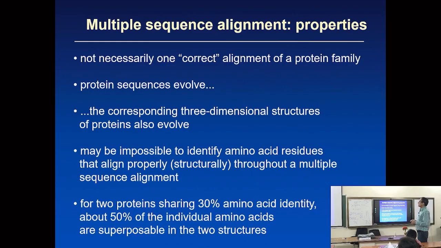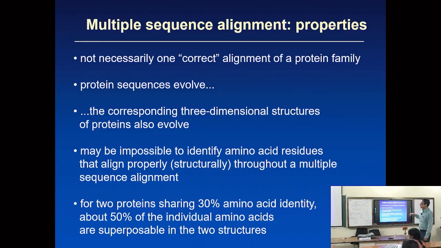Okay, so multiple sequence alignment properties, and I will go to the last one actually. Consider 2 proteins sharing only 30% amino acid identity. So it is close to the twilight zone. You remember the twilight zone? What is the threshold for the twilight zone? What is the percent identity? 20, yeah. So 20 and below is the twilight zone, and 30% is getting close to the twilight zone.